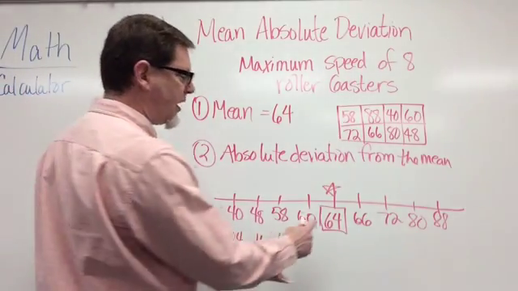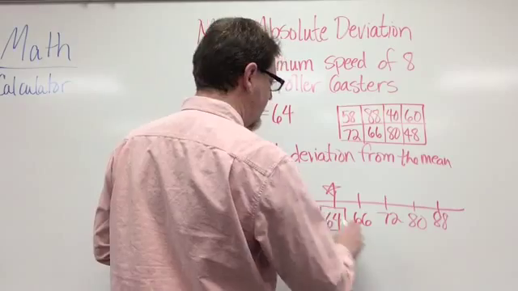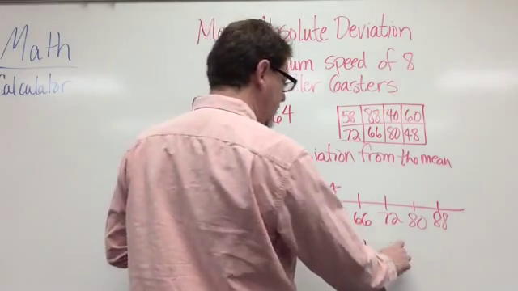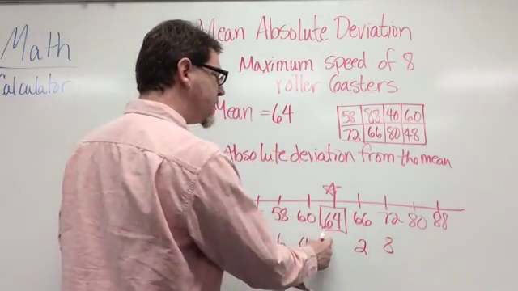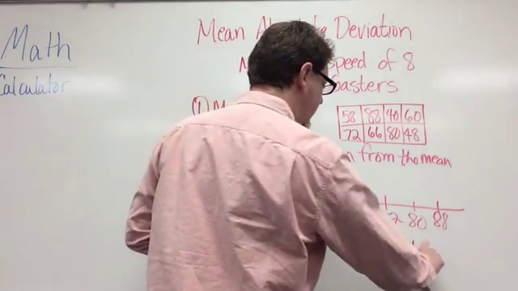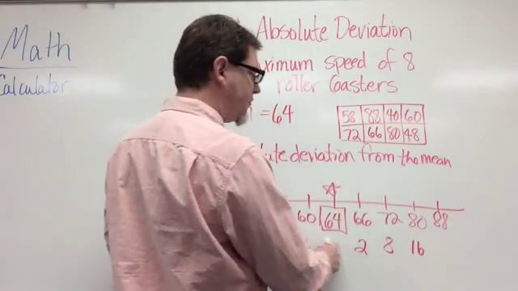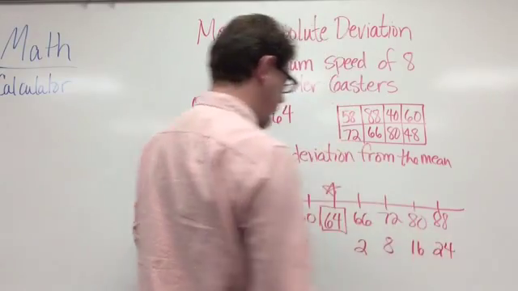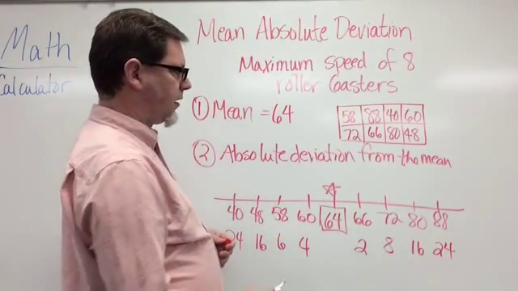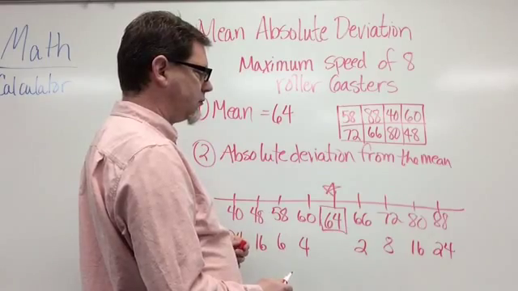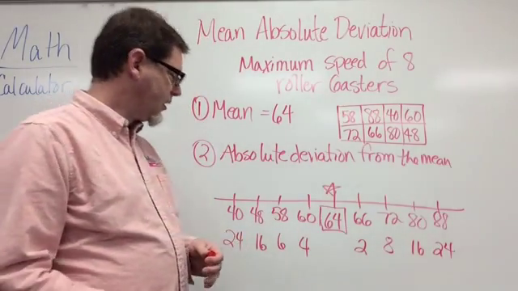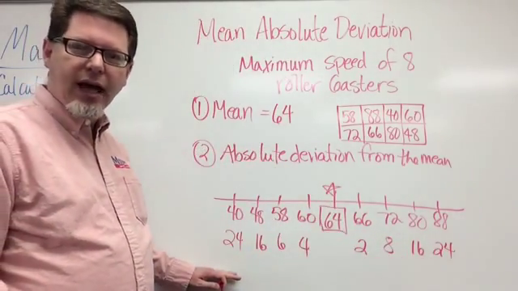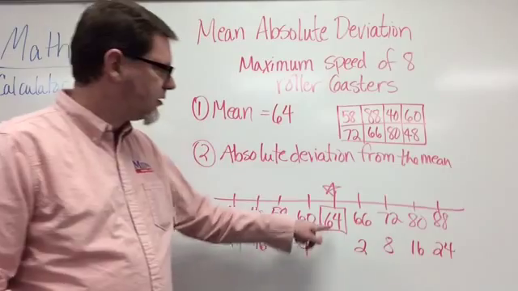And I'm going to do the same thing. How far is it from 60 to 64? 64 to 66? 2. From 64 to 72? 8. From 64 to 80 would be 16. And then from 64 to 88 would be 24. Is that right? I think I calculated all of those correctly. So these, again, are my absolute deviation from the mean.